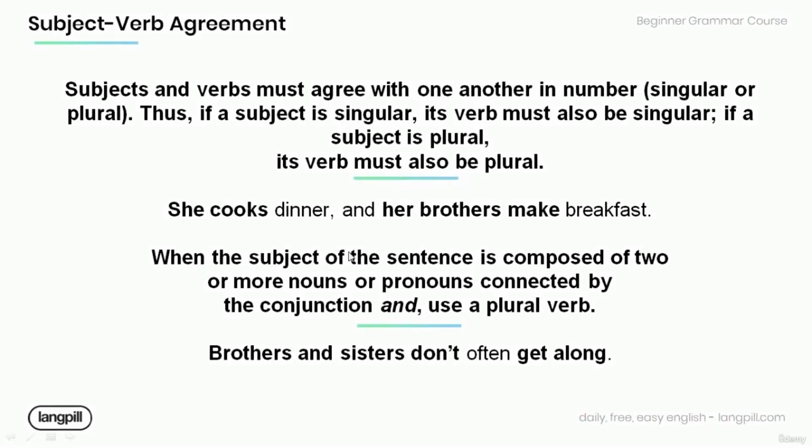And when the subject of the sentence is composed of two or more nouns or pronouns connected by the conjunction and, make sure to use a plural verb. For example, brothers and sisters don't often get along. Brothers and sisters are connected by the conjunction and. And so we use the plural form of the verbs do and get. Don't, get.